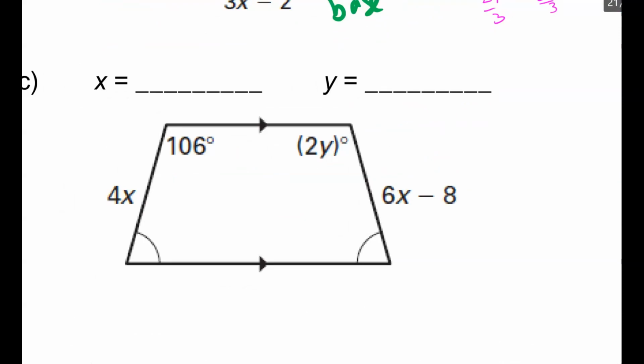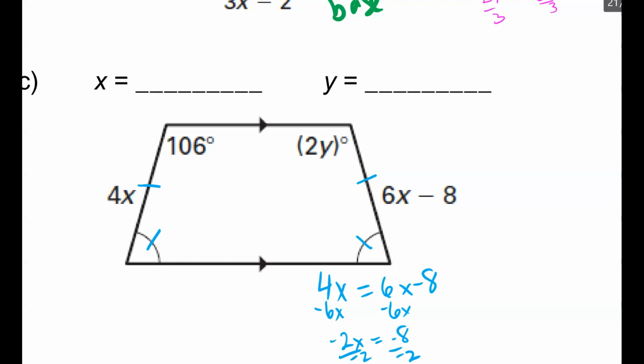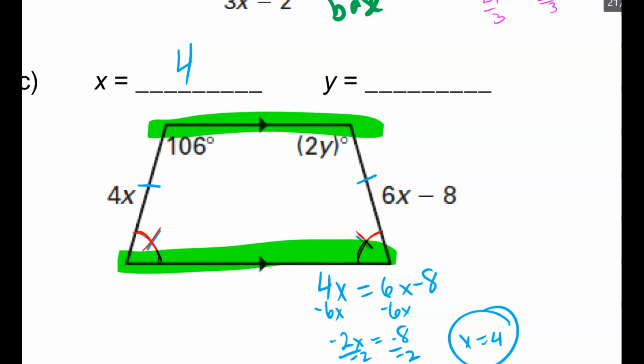All right, and last. Here's what we know. I have a pair of base angles that are congruent. That means these sides will be congruent. So I can set 4x equal to 6x minus 8. I'm going to go ahead and move this x to the other side. Negative 2x equals negative 8. And when I divide by negative 2, I get x equals positive 4. Awesome. So we knew because this angle was equal to this other base angle, I knew the sides of my isosceles trapezoid would be congruent. These legs, right? So my bases are parallel, which means these two legs would have to be congruent.